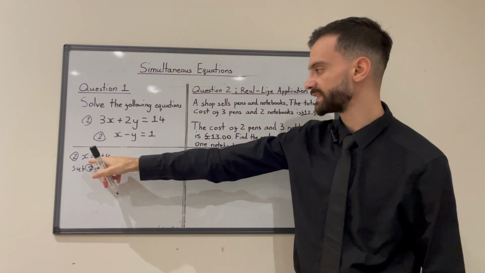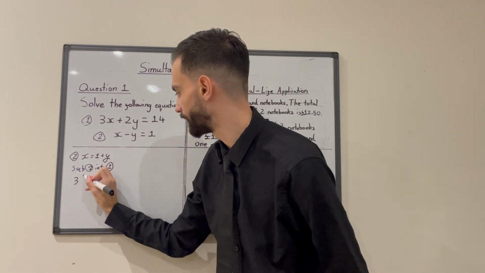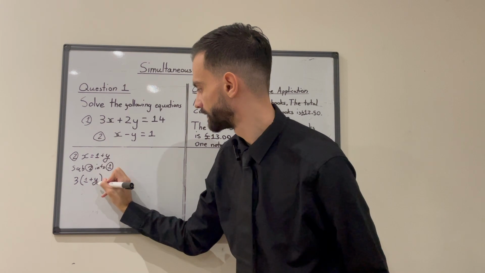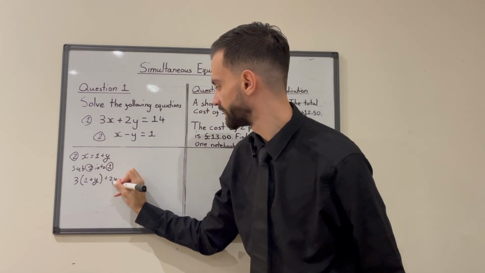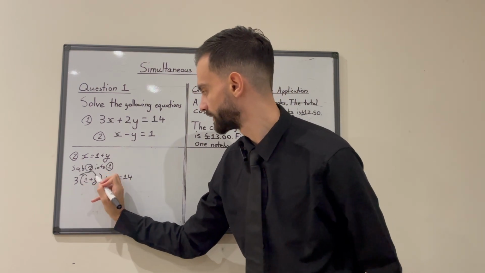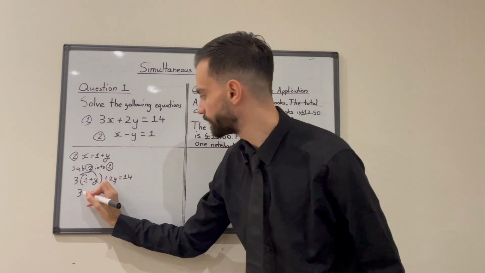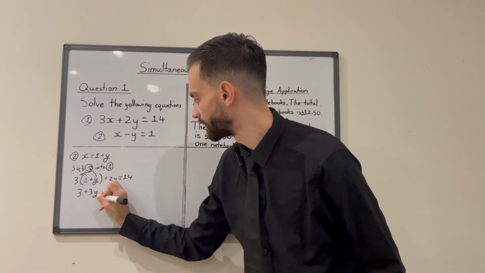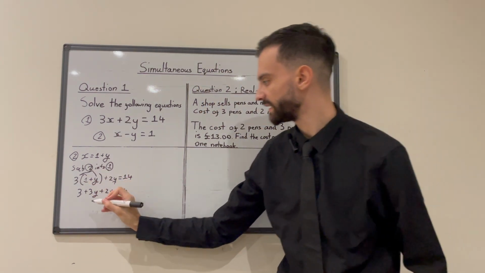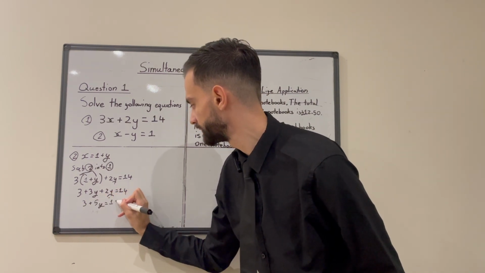So whenever I see an x, now I'm going to replace it with a 1 plus y in equation number 1. And that's going to look like this. 3 brackets x, I'm going to replace it with 1 plus y, plus the 2y, and that's equal to 14. Expanding these brackets, I get 3 multiplied by 1, which is 3. 3 multiplied by a positive y, which is plus 3y, plus the 2y, and that's equal to 14. Simplifying underneath, I have 3 plus 5y equal 14.